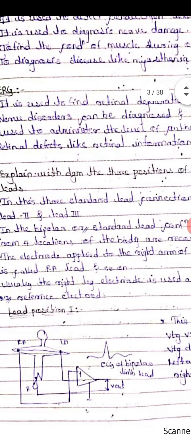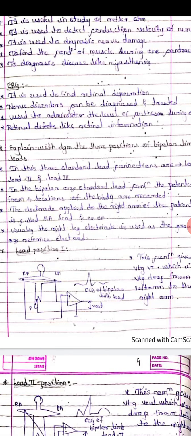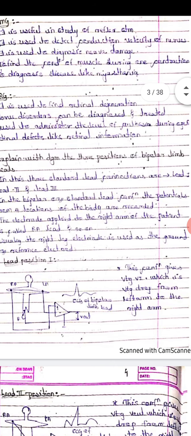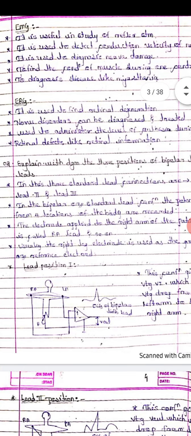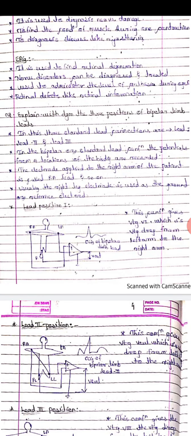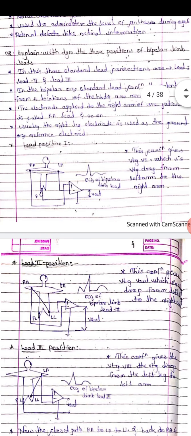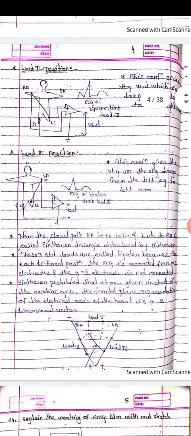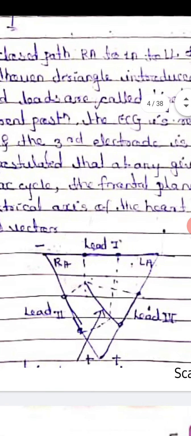The next question is to explain with a diagram the position of the bipolar limb leads. The bipolar limb leads are also called standard limb leads. In that system, the most important thing is the Einthoven triangle. So this one is the Einthoven triangle.